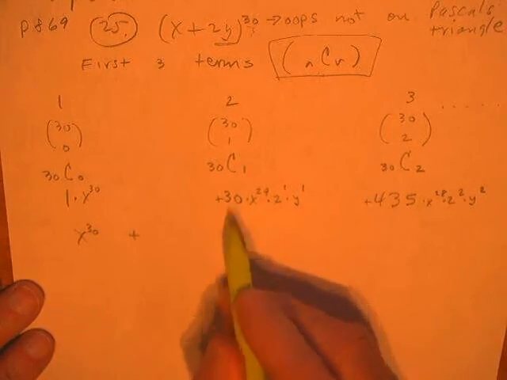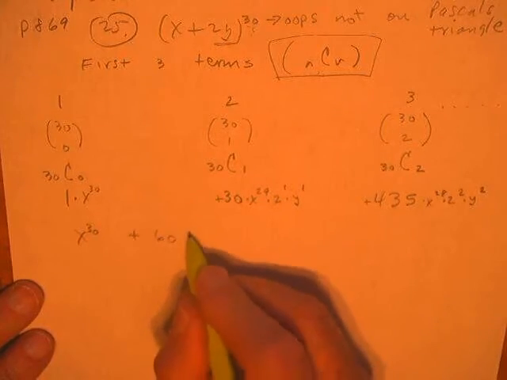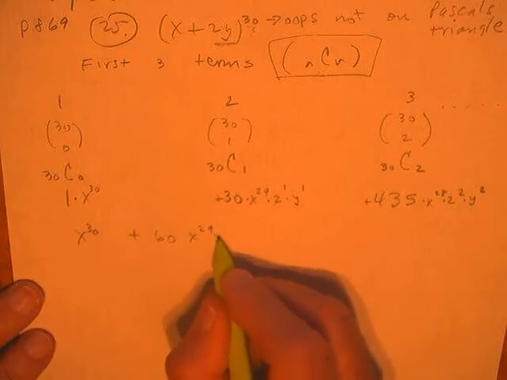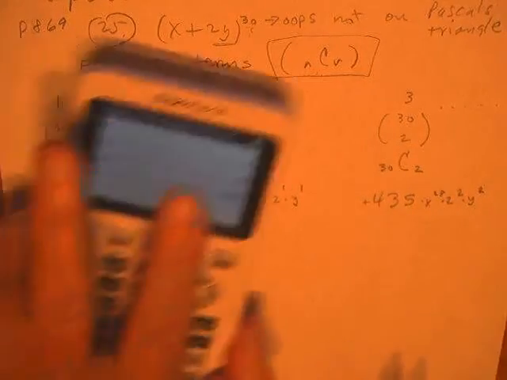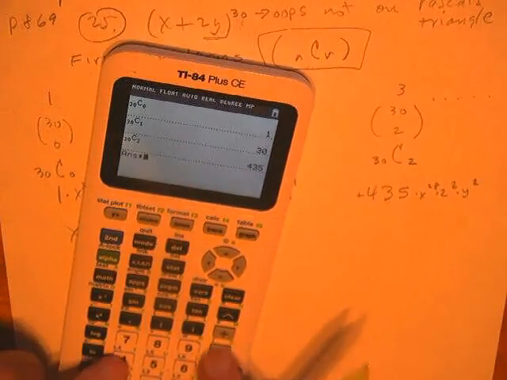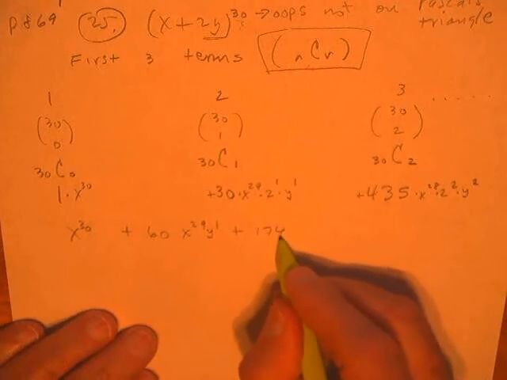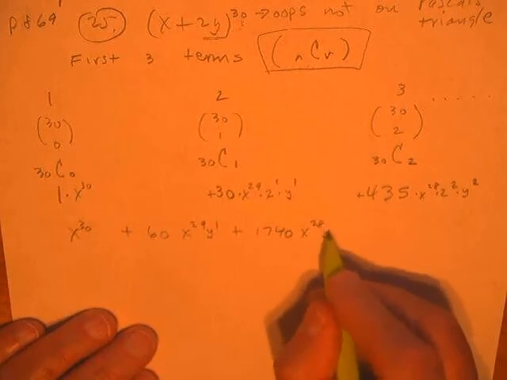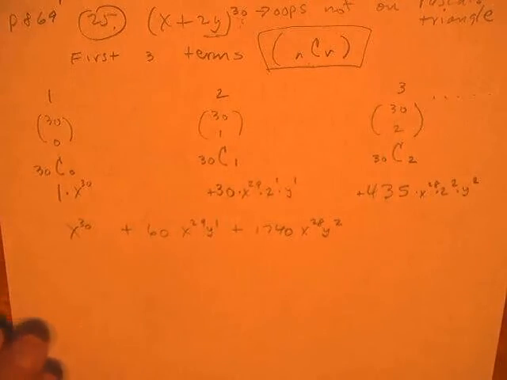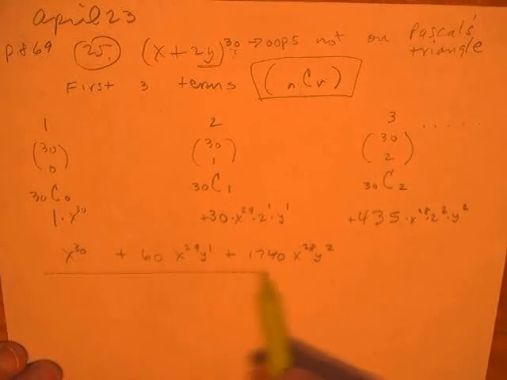There's my answer, x to the 30. Let's see, 2 times 30, that's 60, x to the 29, y to the first, plus whatever 4 times 435 is, 1740, x to the 28, y squared. And there's my answer.